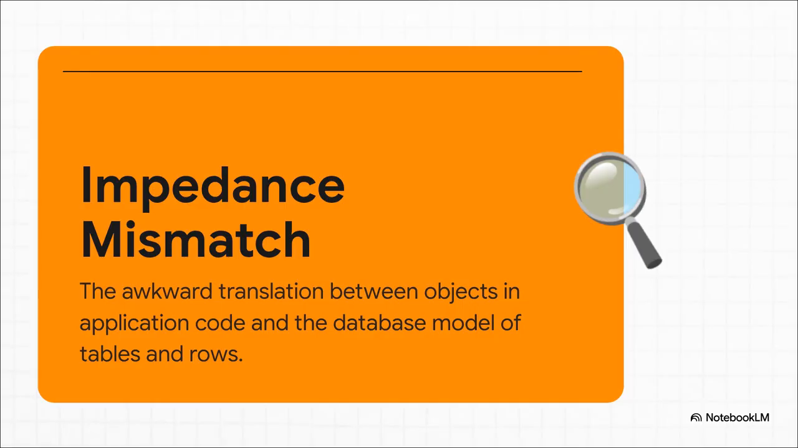And this creates a classic problem, something developers call an impedance mismatch. It's awkward. Your application code is thinking about a whole profile object, but the database only understands these scattered rows in a bunch of different tables. That constant, clunky translation back and forth can be a huge source of pain and complexity for developers.